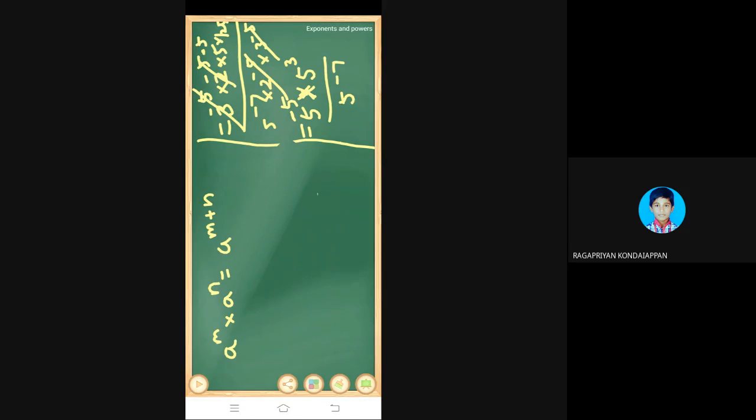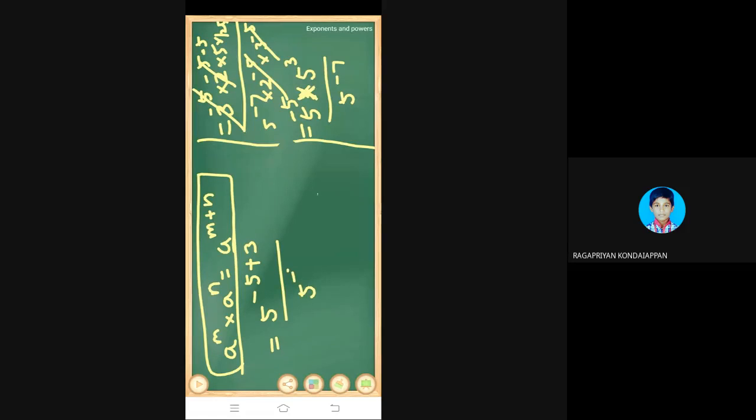As per the formula, a power m into a power n is equal to a power m plus n. According to the law, during multiplication powers can be added. So write a single base and add the powers, minus 5 plus 3, whole divided by the denominator, which is minus 7. So the answer is 5 power minus 2 by 5 power minus 7.